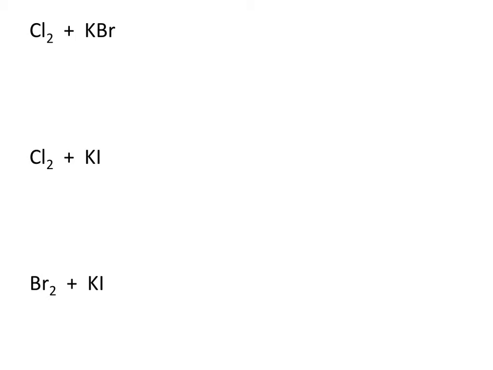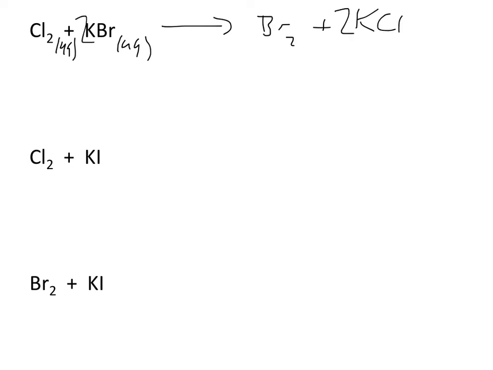So we looked at the displacement reactions of the halogens, and these were the three reactions that we said were successful, where chlorine can displace the bromine from potassium bromide. So if we had chlorine water and we reacted it with aqueous potassium bromide, we would form bromine and potassium chloride. We'd balance that.